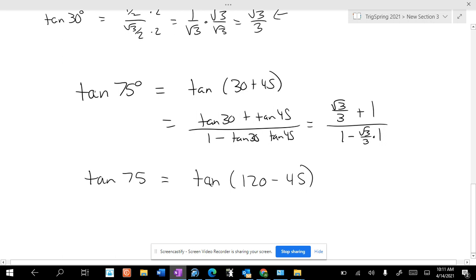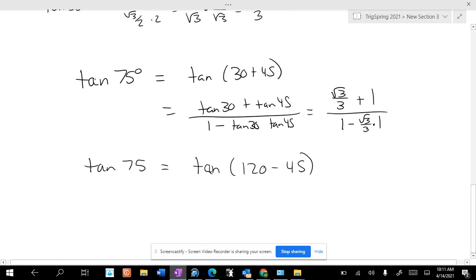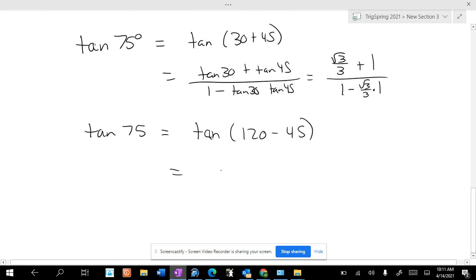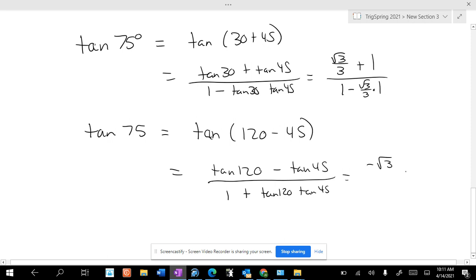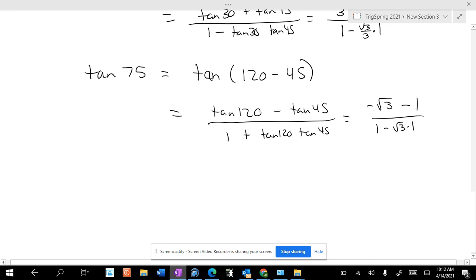We want to use 120s or 60s instead of 30s or 45s. So we're going to do this. It's the tangent of 120 minus the tangent of 45 over 1 plus the tangent of 120 times tangent of 45. Tangent of 120 is negative square root of 3, because we're in the second quadrant and it's the same as 60. Minus 1 over 1 minus square root of 3 times 1. So you get negative square root of 3 minus 1 over 1 minus square root of 3.